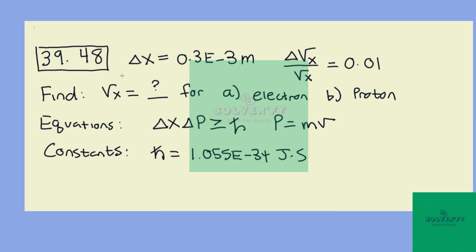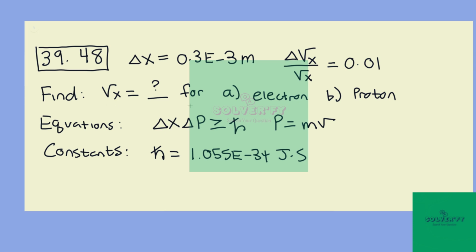Okay, in this problem, we're given an electron and a proton for parts A and B, respectively. We are given an uncertainty in their position, and we're given that the uncertainty in its velocity should be about 1% of its actual velocity, the magnitude of its velocity. And we're asked to find what this magnitude of velocity would need to be for both an electron and a proton. So this is a Heisenberg uncertainty principle problem.